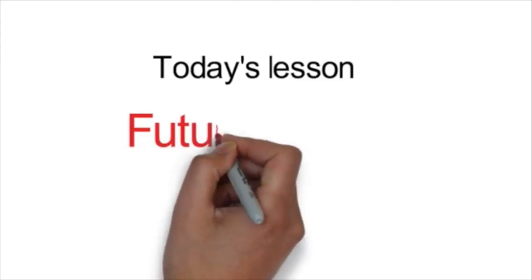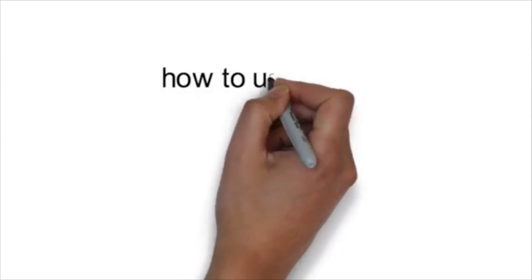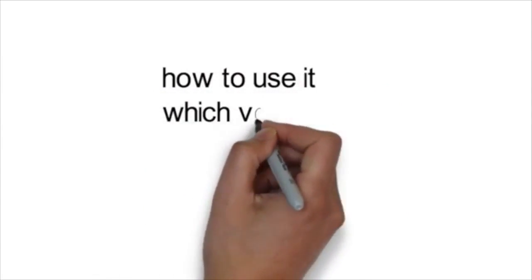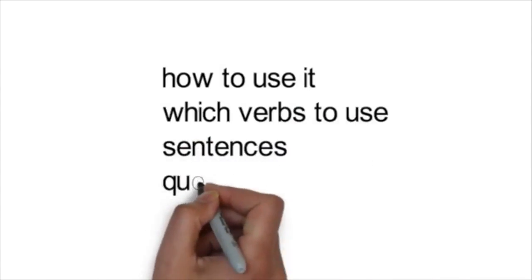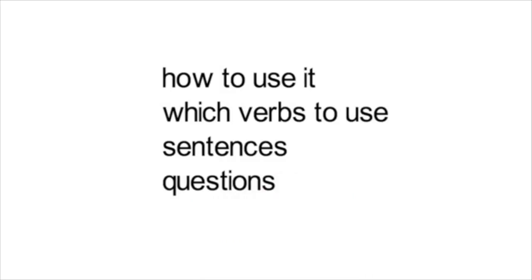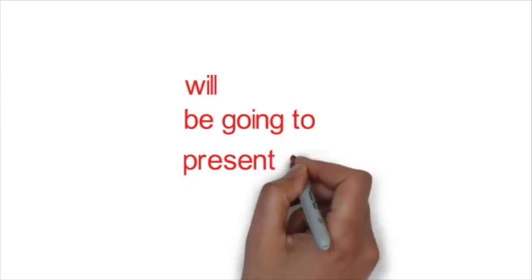Today, we are going to talk about the future tense. We will look at how to use it, which verbs to use when discussing the future tense, and how to make a sentence and a question using it. The most common future tense verbs are will and be going to. We also use the present continuous tense to talk about the future. We will review these points later on in the video today.